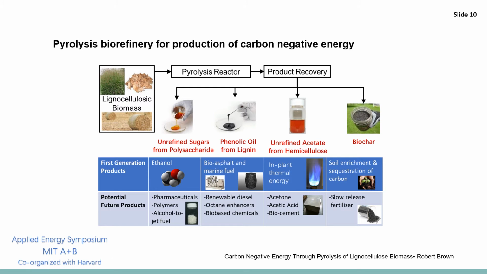These primary products can be upgraded. We're envisioning first generation products. The sugars seem very natural to go to ethanol production. The phenolic oil, we've experimented with, as I've indicated earlier, for bioasphalt, but also marine fuels. The unrefined acetate has proved fairly difficult to economically recover, but left in the gas stream can be used for in-plant thermal energy production. And of course, the biochar has prospects for soil enrichment as well as sequestration of carbon.